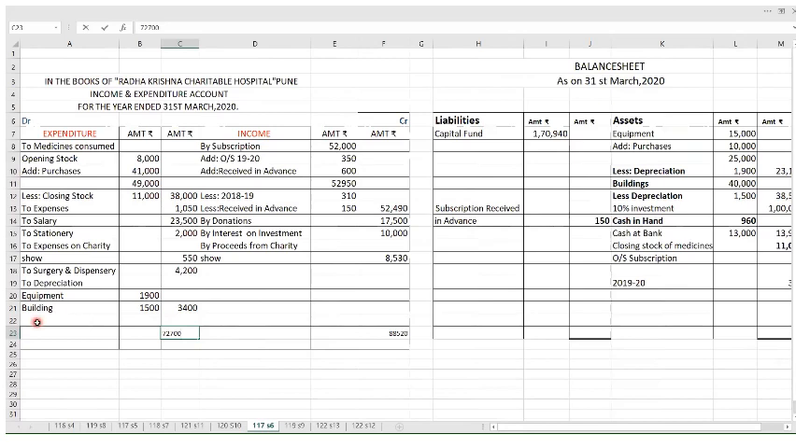So we can say, to debit side, to surplus, that is excess of income over expenditure. So from 88,520, if we deduct the 72,700, that time the surplus is 15,820.